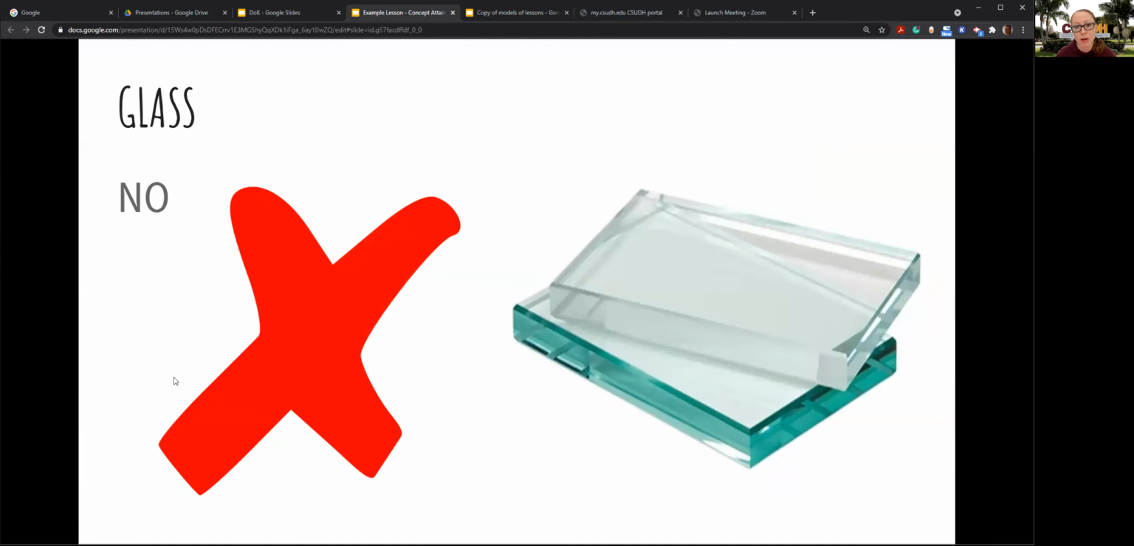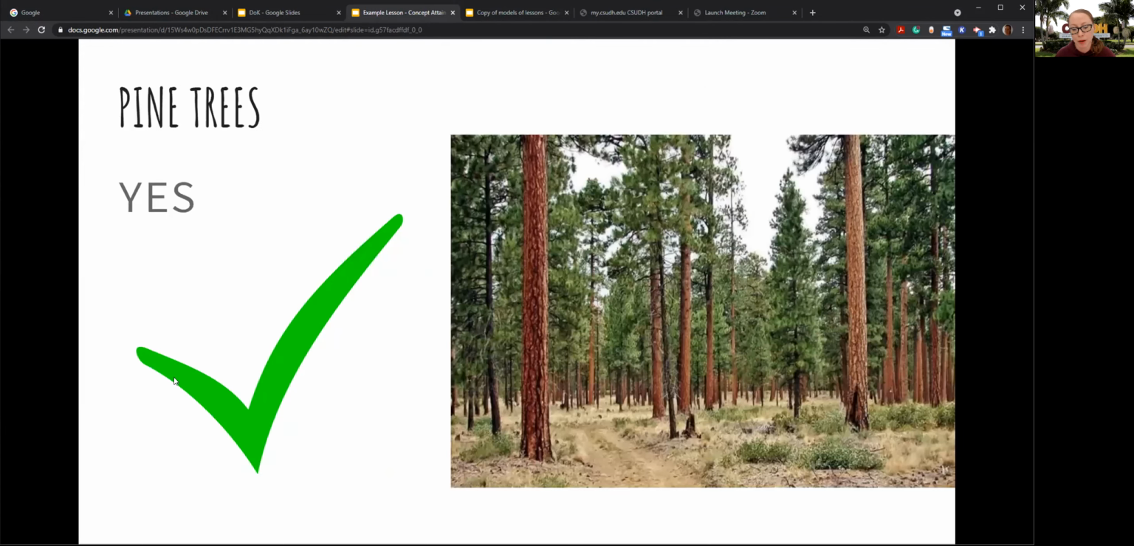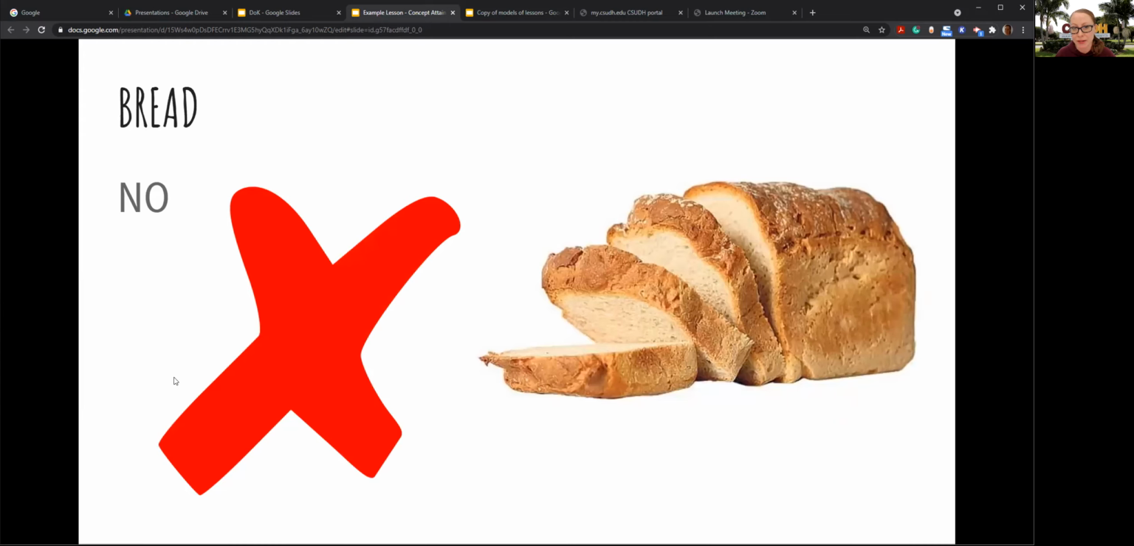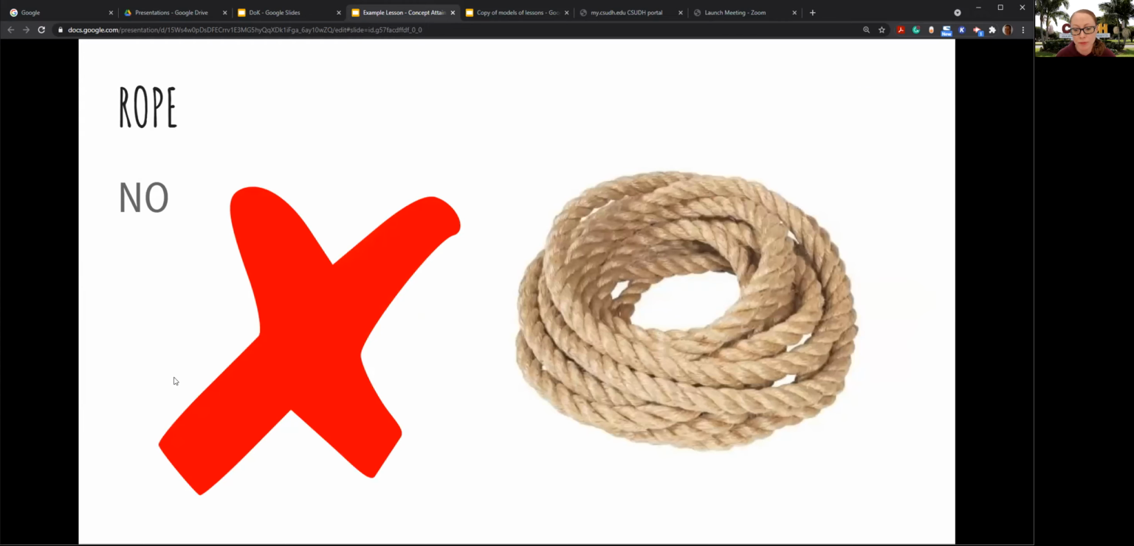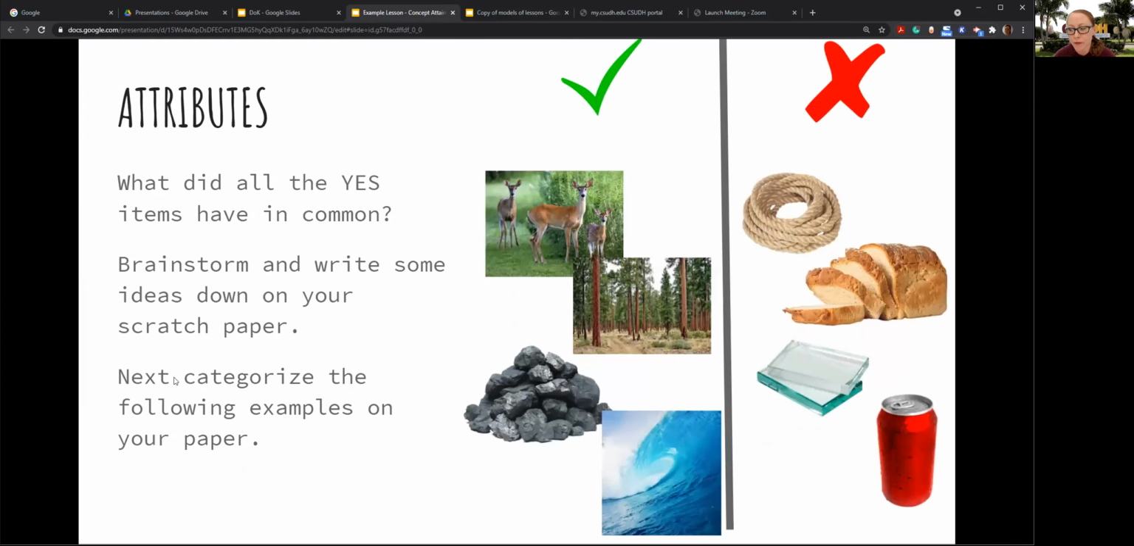Glass. Glass would not be a yes. It would be in the no category. Okay. Pine trees fits in the yes category. Bread fits in the no category. Deer fit in the yes category. Rope fits in the no category. So I wonder if you have already started to figure this out.